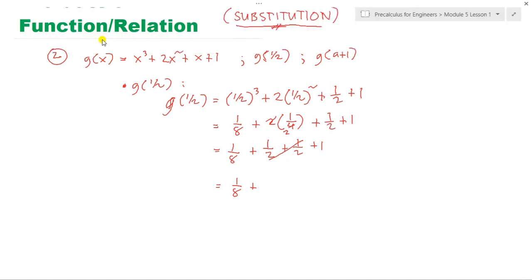This one is 1, then plus 1. What is 1 plus 1? It is 2. And then adding a fraction and a whole number, so find the LCD, 8. We have here 1 plus 16. So therefore 16 plus 1 is 17 all over 8. So this would be our answer for g of 1/2.